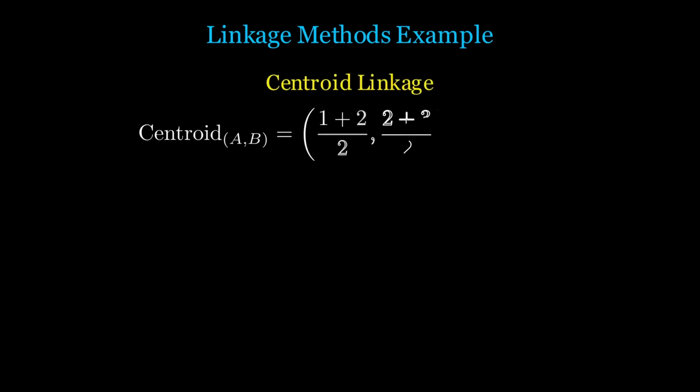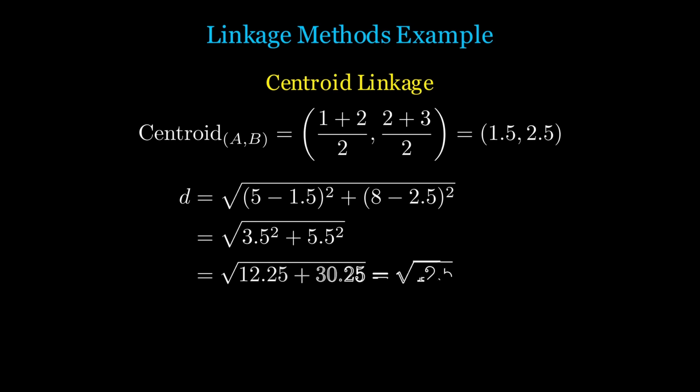For centroid linkage, we first determine the centroid, or the average position, of cluster AB. The midpoint of 1, 2 and 2, 3 is 1.5, 2.5. Now we calculate the distance from this new point to C. Computing 3.5 squared plus 5.5 squared gives us the square root of 42.5, which is also approximately 6.52.